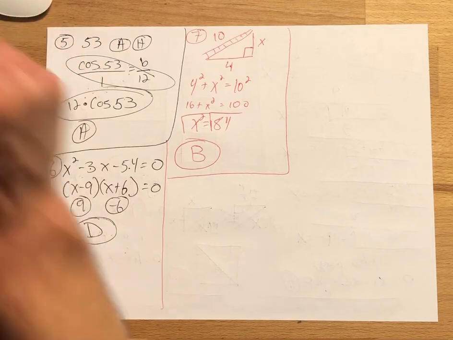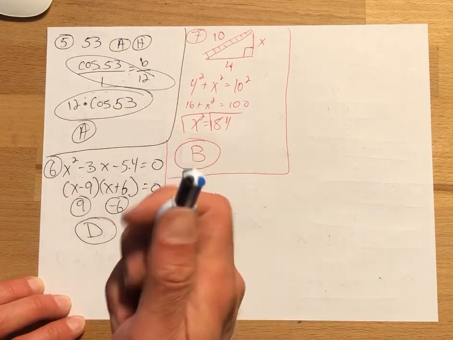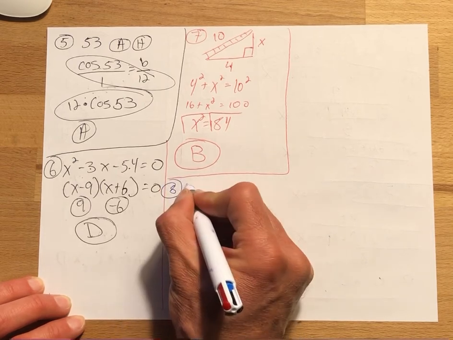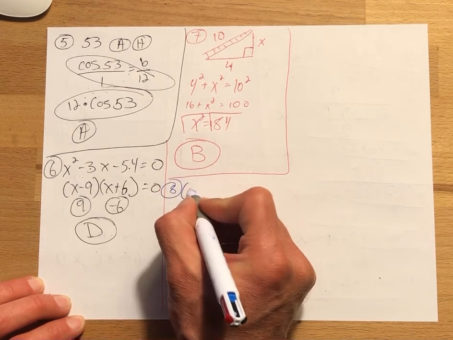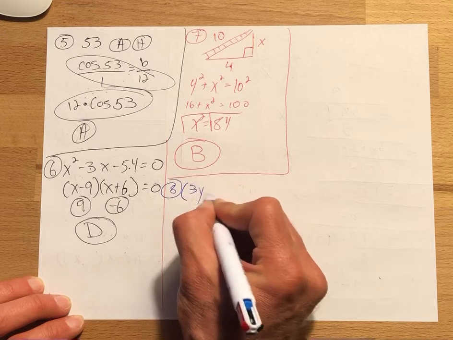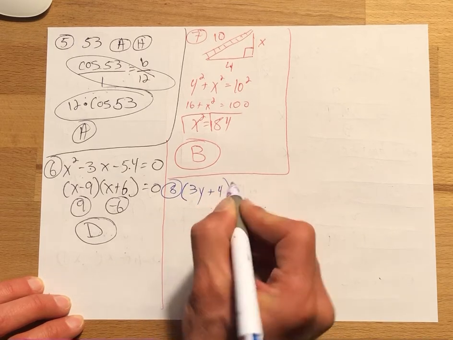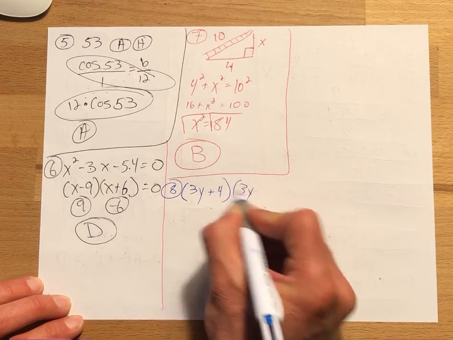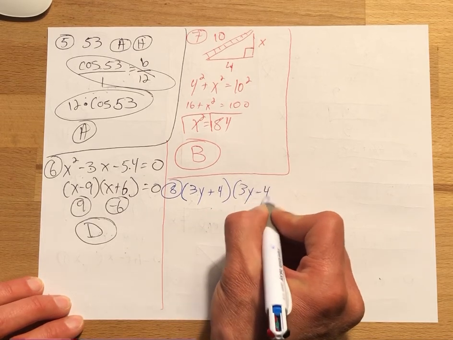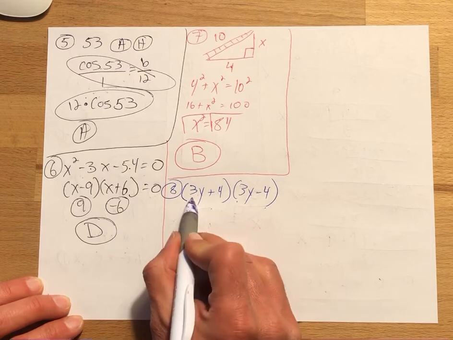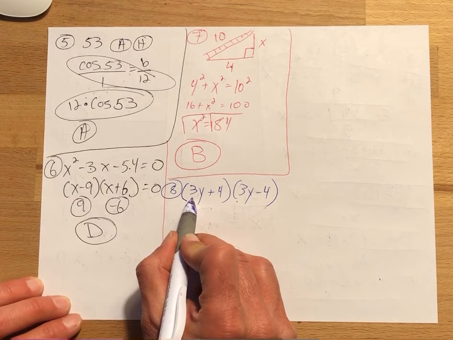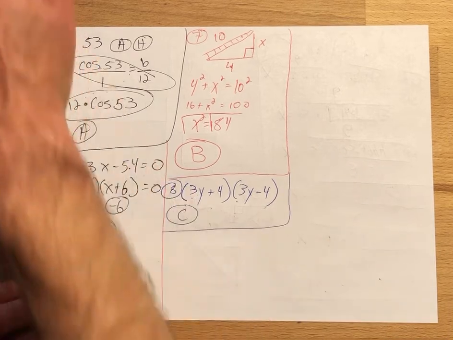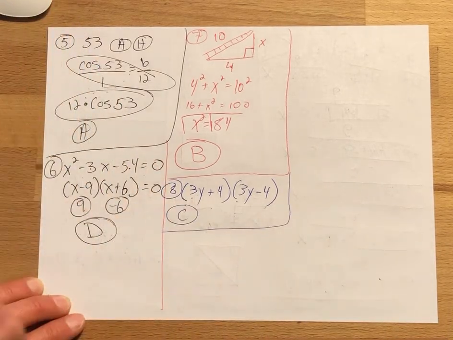Number 8. All right, this is a difference of squares. You just have to factor this. You square root the left and the right side. The square root of 9y squared is 3y. The square root of 16 is 4. One's a positive, one's a negative. 3y plus 4, 3y minus 4, which is going to give me letter choice C. That's number 8. Number 9.